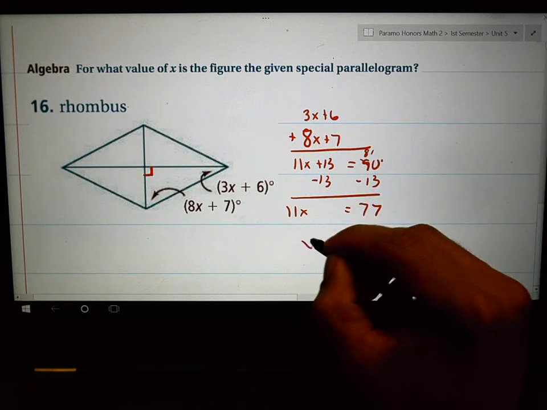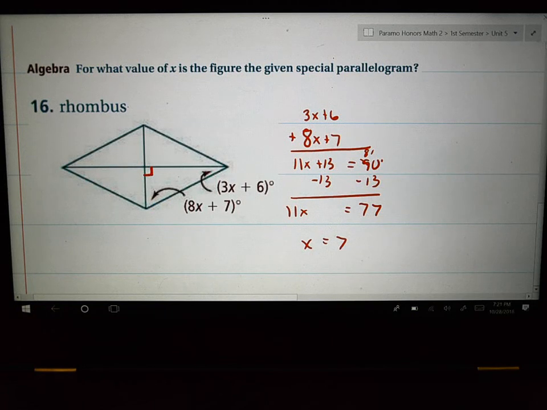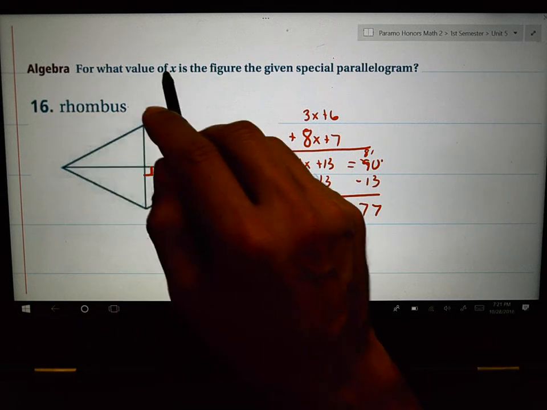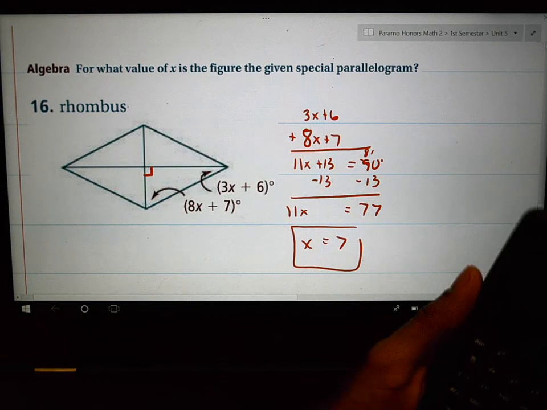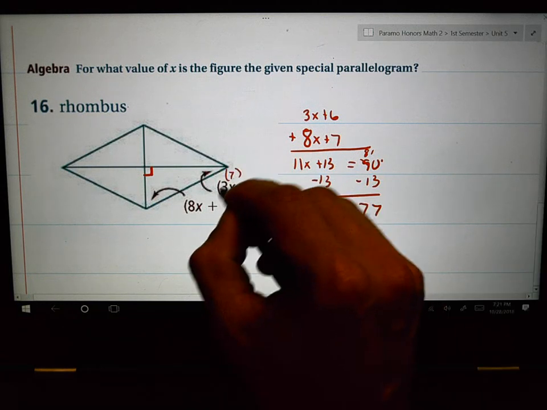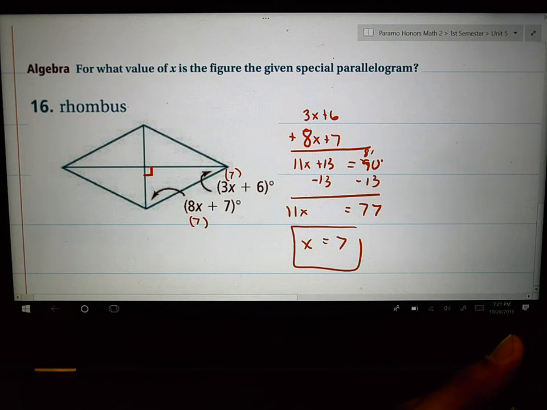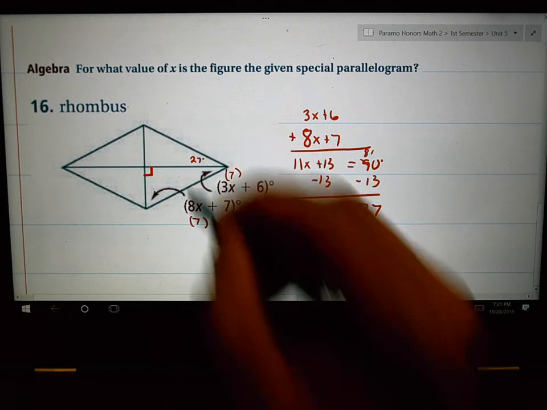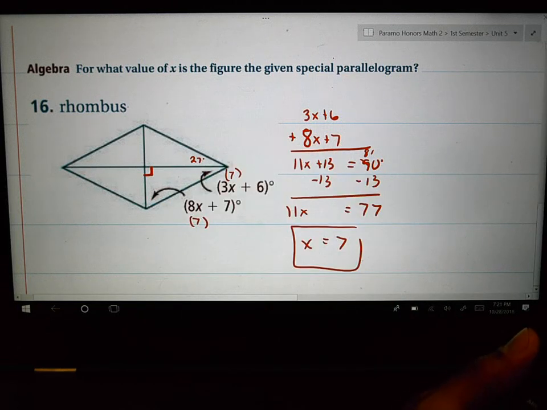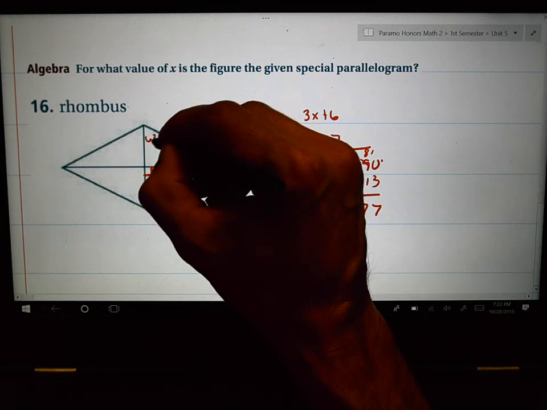Oh, very nice. For what value of x? We found it. What I like to do after that is plug it back in. What if I plugged 7 in there and 7 in there? Let's see if it makes sense. 3 times 7 plus 6 is 27 degrees. Let's put a 27 right there. 8 times 7 plus 7 is 63 degrees. Let's see if that makes sense.